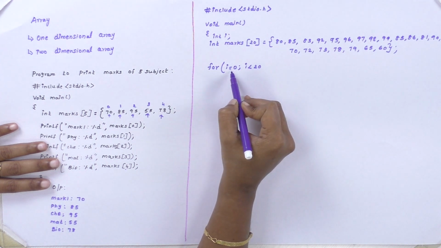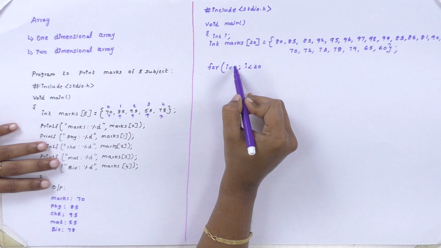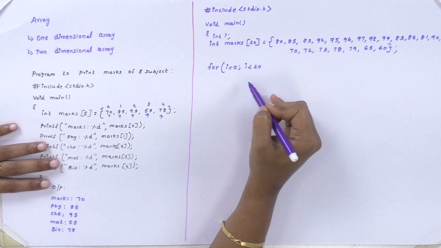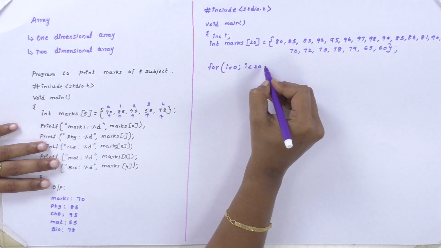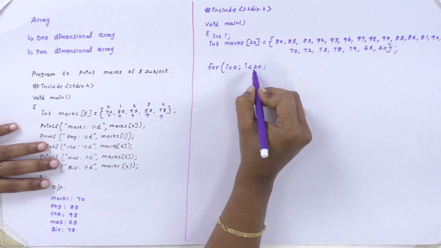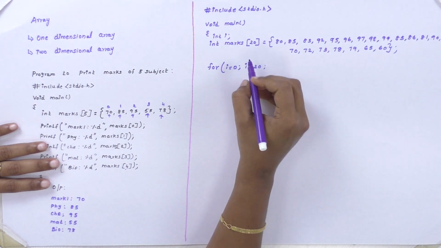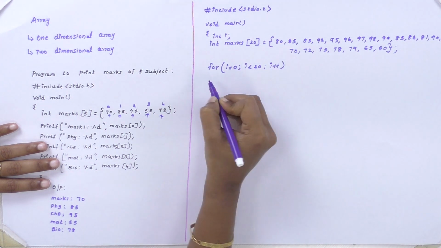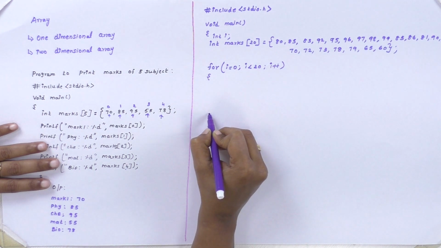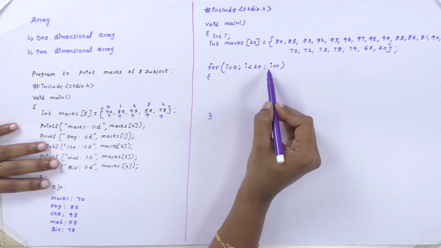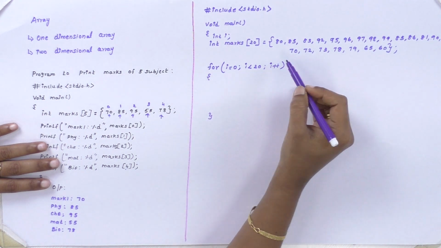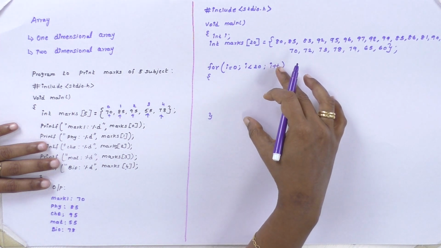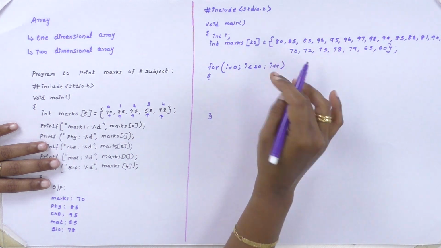So here my i value starts from 0, it continues up to 19, so it will do the process up to 20. I equal to 0, i less than 20. This is initialization, condition and increment. So now this for loop works until the condition becomes false. My condition becomes false when i value is 20. So it will work up to 20 loops, right?